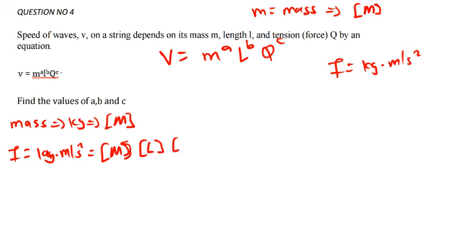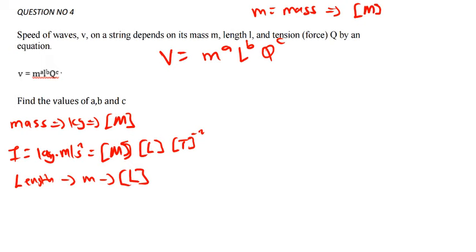Then that one, since it is in the denominator, is going to be time to the power negative 2, like that. Next we have length. Length is meters, but it has to be written like that. Now I can continue. Velocity is meters per second, which is meters, length, per second, time to the power negative 1, like that.